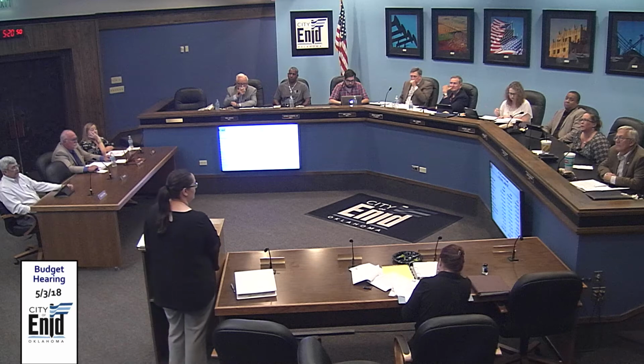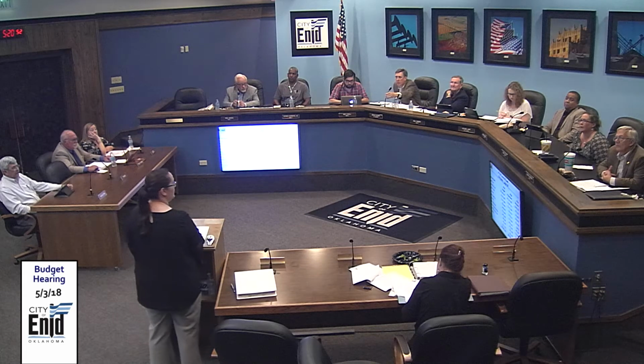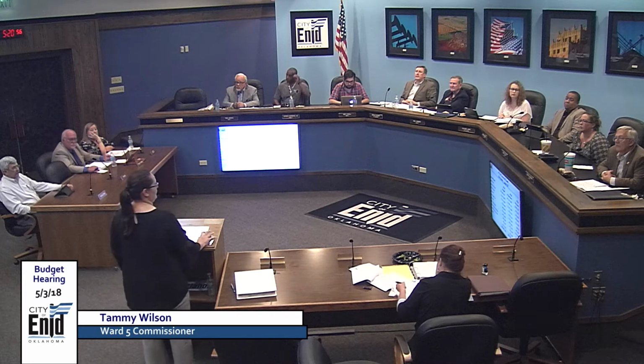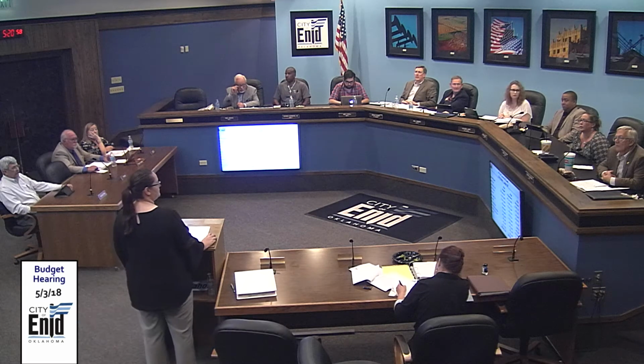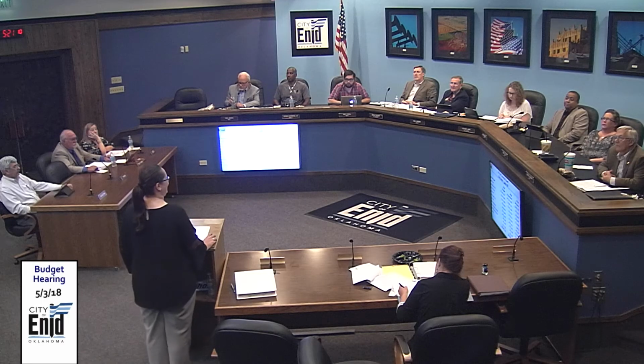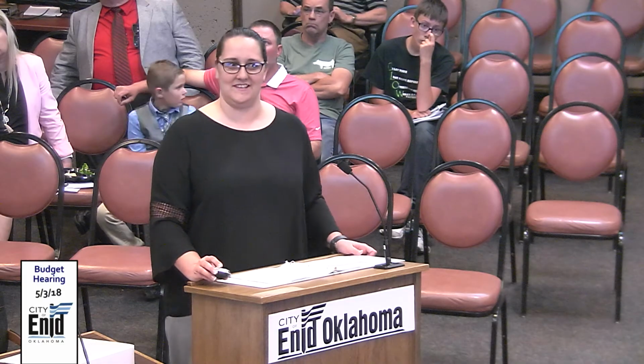On the pool and concessions one, was the projection made off of the year before? Yeah, based off of history. We projected to have 40, we're coming in at 27, so we're 13,000 under. Gotcha. I'm looking backwards. Any more questions on this slide?